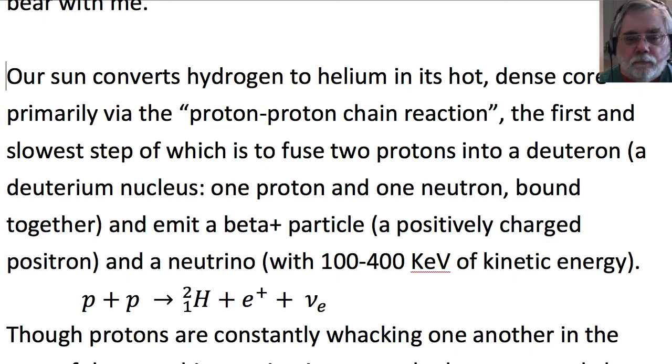and a neutrino with 100 to 400 kilo electron volts of kinetic energy, which makes it very relativistic. So the equation for this conversion is proton plus proton becomes 1 deuteron, which is a proton plus a neutron, plus a beta plus particle, plus a neutrino, an electron-flavored neutrino.